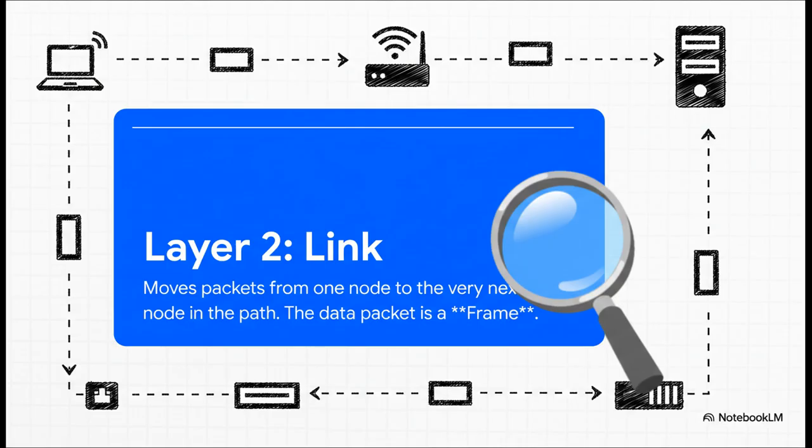And that's the job of layer 2, the link layer. It handles the local delivery, just getting the packet from your computer to your Wi-Fi router. That's one hop. The data packet here is called a frame, and it uses local hardware addresses, or MAC addresses, to get to the very next device in the chain.